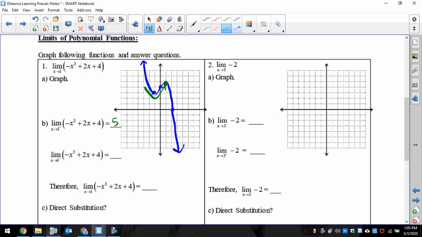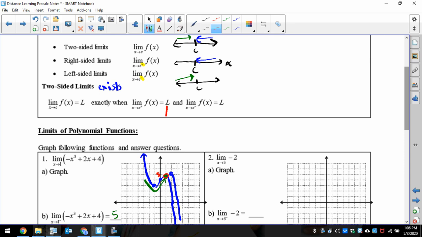Now coming from the right-hand side of 1, we'll follow the graph from this direction. That's going to be 5 as well. The height is what we're looking at, this height right there, and that height is up at 5. So remember, the limit always tells you a y value. They each give you this L, which is a y value.